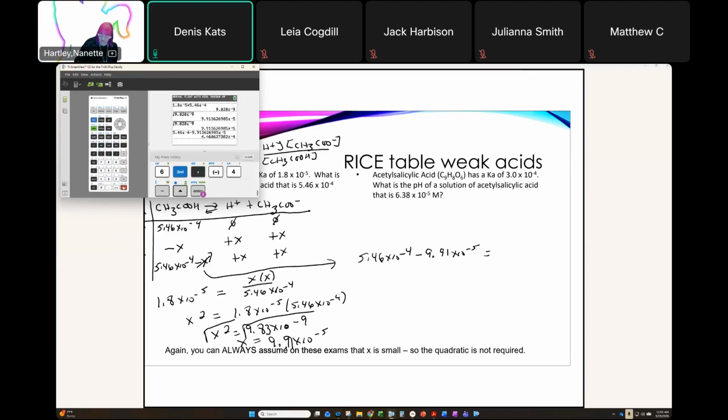I guess what I'm struggling with here is because they're both x's, but they're not the same x's, as far as the value goes. What do you mean? They are exactly the same value. Because for the x, you would get 9.91 times 10 to the negative 5, right? Yeah, and that's equal to the H plus and the CH3COO minus. So it's equal to this value right here and this value right here. This number, you have to subtract the x from it.